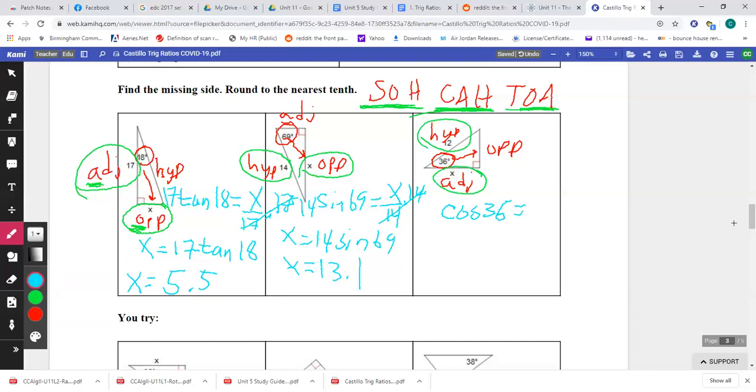The adjacent is x. The hypotenuse is 12. I multiply both sides by 12 to get rid of that 12 on the bottom. And so x is equal to 12 cosine 36. And you should get 9.7.